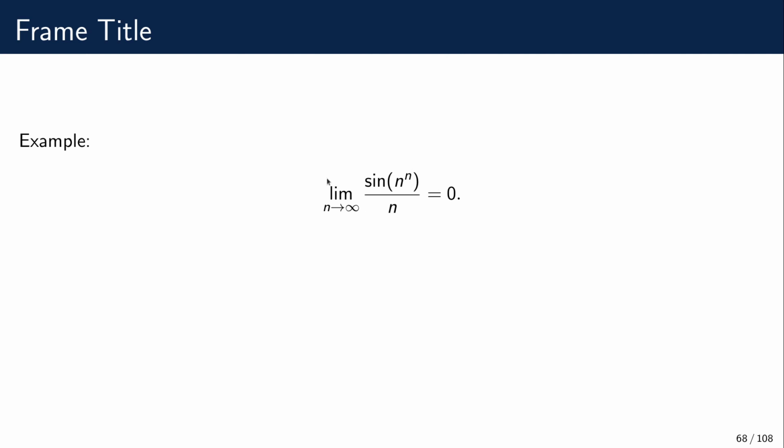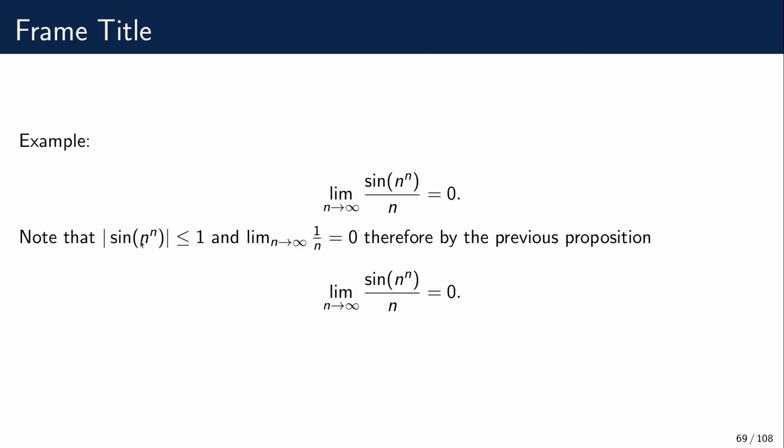But what we have to remember here, we can significantly simplify matters, because the sine function, whatever is inside, in absolute value, placed over the reals, is bounded by 1, right? So this is a bounded sequence. And 1 over n converges to 0. So we see that sine of n to the power of n is no bigger than 1, and the limit of 1 over n is 0. And therefore, by the previous proposition, we have that the limit of sine of n to the power of n over n tends to 0.